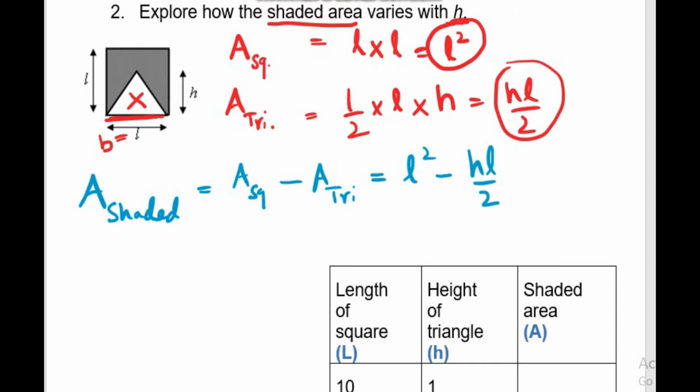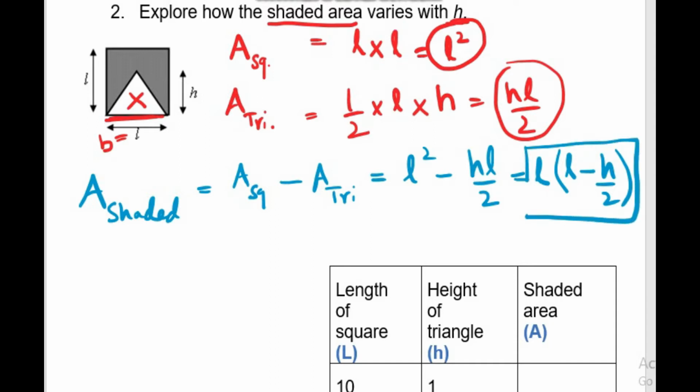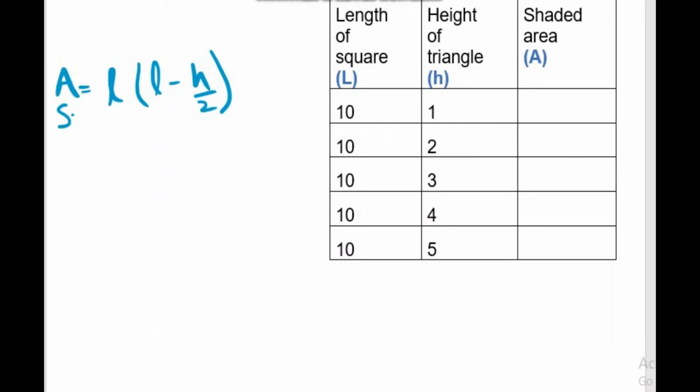For my convenience, I think taking L out as a common factor would be a good way of dealing with this, because later on we will have to do calculations with it. So the area of the shaded region is length times (length minus H over 2). I'll write it here so that we can easily see it when we're dealing with the table. So we just found out that the area of the shaded region is length times (length minus H over 2).